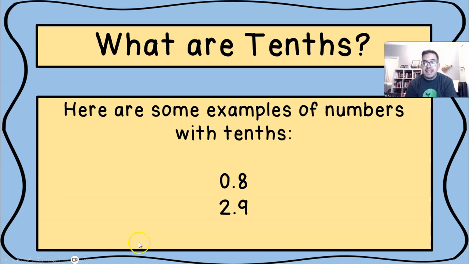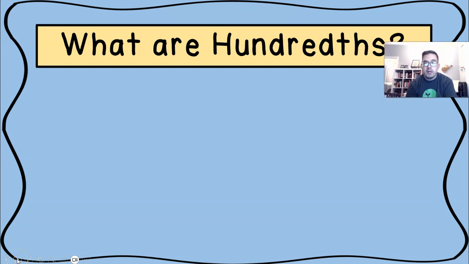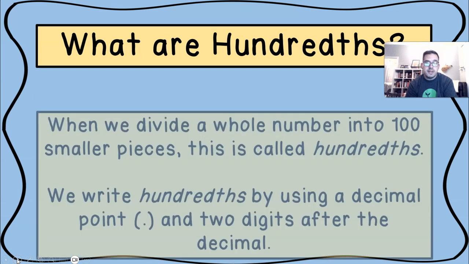2 and 9 tenths, again, 1 decimal place. And when you see that decimal right there, we don't want to say the word point. We're going to say and. So 2 and 9 tenths. And then this number is 13 and 5 tenths because we have the decimal point and 1 digit after the decimal place. Now, what are hundredths?